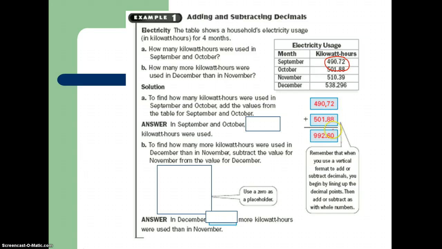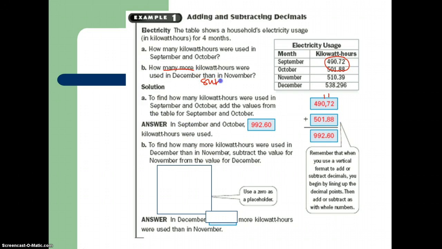2 plus 8 is 10, carry the 1. 1 plus 7 plus 8 is 16, carry the 1. Remember to bring down the decimal point. 1 plus 1 is 2, 9 plus 0 is 9, 4 plus 5 is 9. So you have 992.60 kilowatt hours used. Part B is how many more.